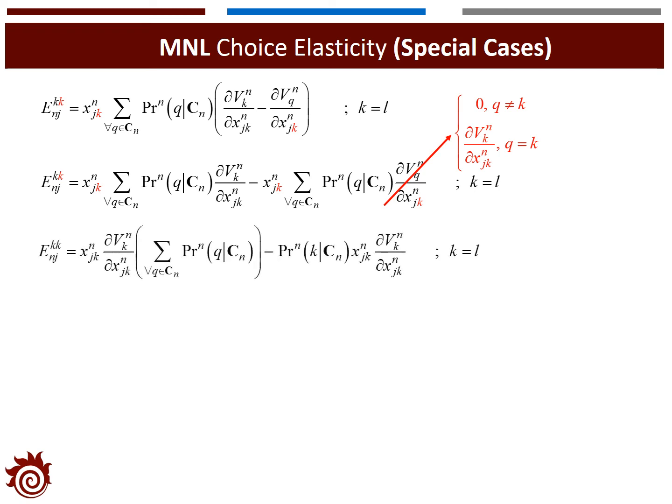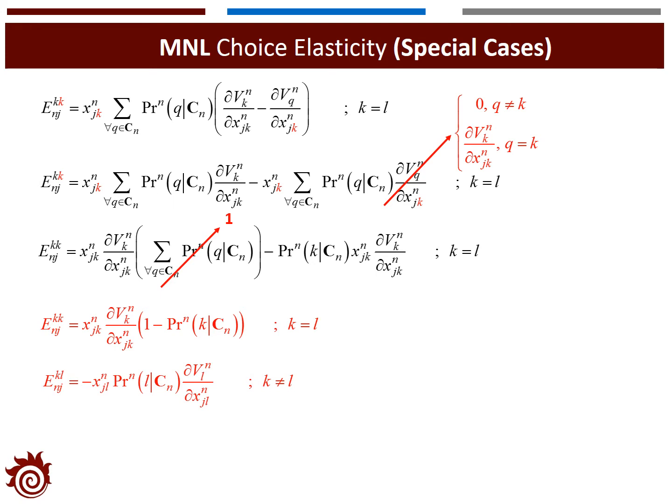And we can also try to analyze the result for the first term. If we do the summation about the first term, you can actually take out the part here, partial V_k over partial x_jk, outside of the summation because k is not related to q. And the summation of all the probability is always 1. Then we will have the simplified elasticity, the direct elasticity, as x_jk times partial V_k over partial x_jk times 1 minus the probability of k. This is only applied for the condition of k equal to l.